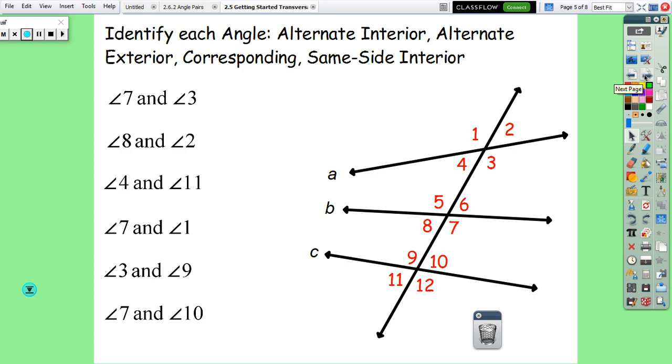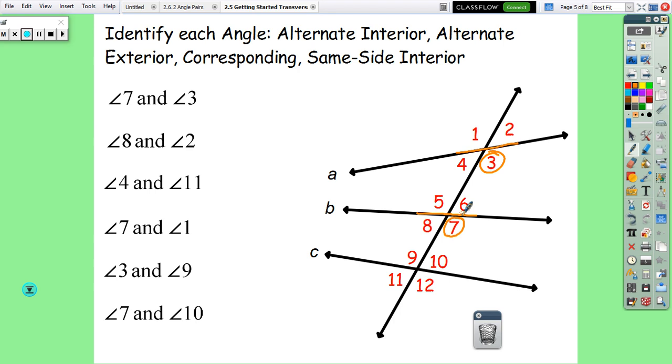Okay, so angle 7 and angle 3. So here's angle 7, here's angle 3. So we have to label this. Are they alternate interior, alternate exterior, corresponding, or same side interior? This one's a little bit tricky because it's got 3 lines now instead of just 2. They can't be alternate interior because they're not both on the inside of the 2 lines. So interior would mean that they have to be on the inside of the 2 lines that are cut by the same transversal. So they're not interior.